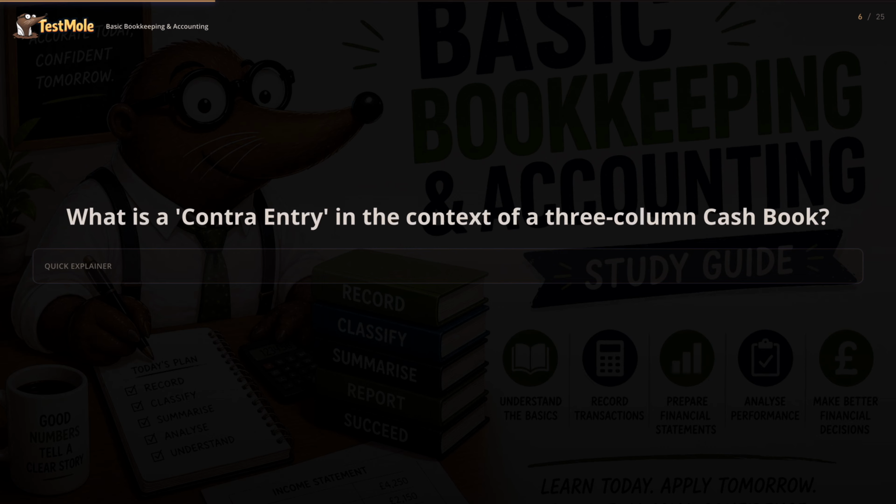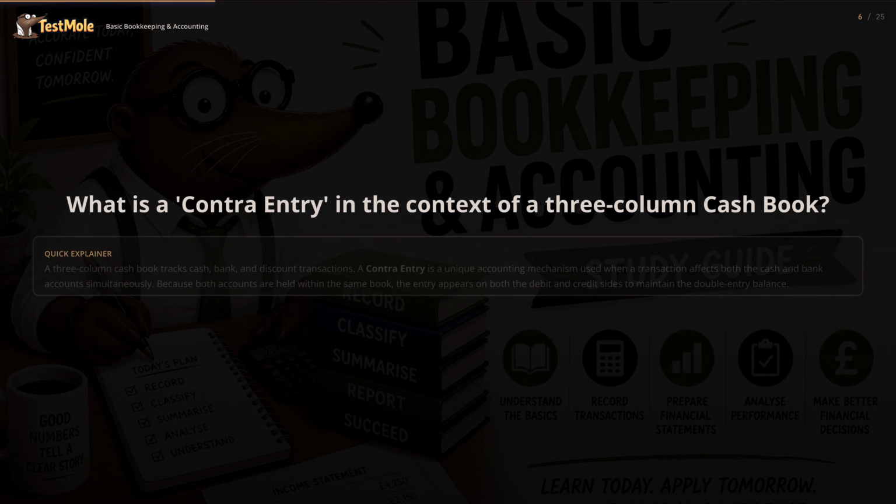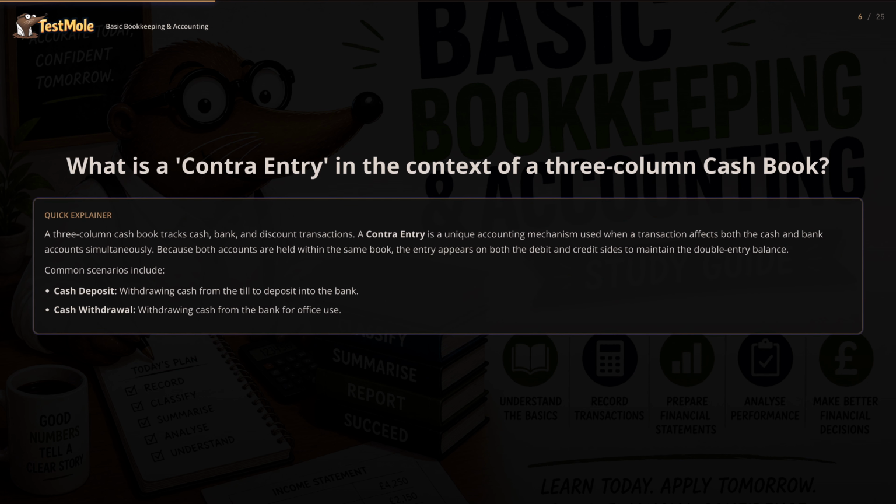What is a contra entry in the context of a three-column cash book? A three-column cash book tracks cash, bank, and discount transactions. A contra entry is a unique accounting mechanism used when a transaction affects both the cash and bank accounts simultaneously. Because both accounts are held within the same book, the entry appears on both the debit and credit sides to maintain the double entry balance. Common scenarios include cash deposit, withdrawing cash from the till to deposit into the bank, and cash withdrawal, withdrawing cash from the bank for office use.